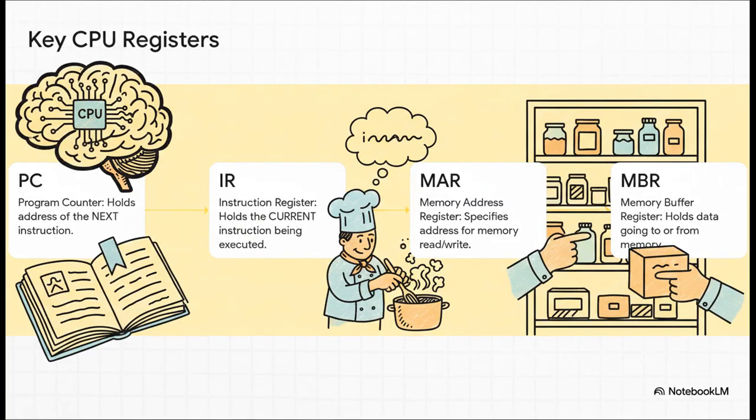Now, let's zoom right into the chef's brain, the CPU. To keep track of everything, it has its own tiny, super fast scratch pad made of things called registers. Think of the program counter, or PC, as a bookmark, always pointing to the next step in the recipe. The instruction register, or IR, holds the step the chef is working on right this second. And the MAR and MBR, they're kind of like the chef's hands, used to point to an ingredient in the pantry and then carry it back. These four are absolutely crucial for the journey we're about to see.